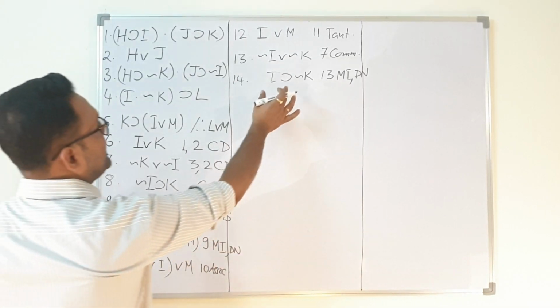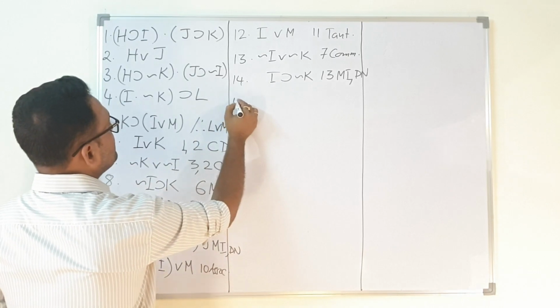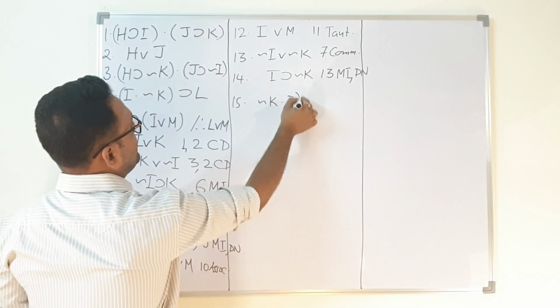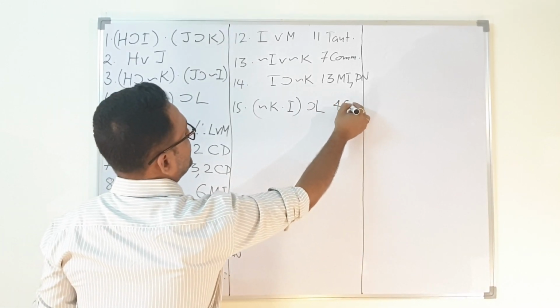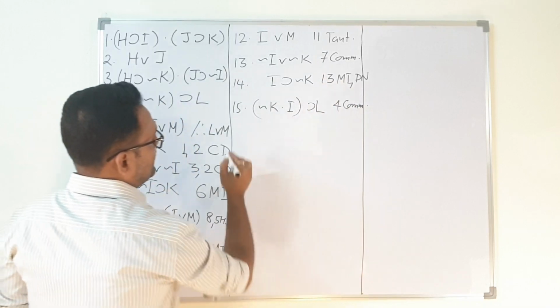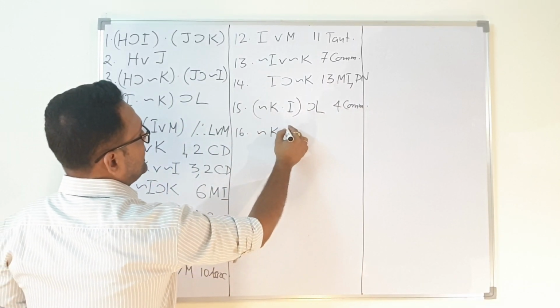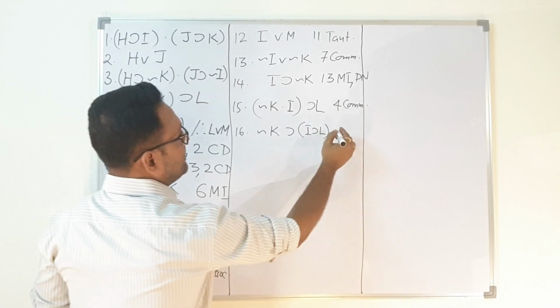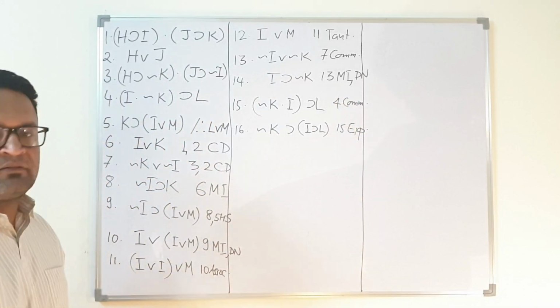Okay, now the whole idea of creating negation of k was because I can create negation k here. So what I will do, negation k dot I implies L. This is on 4th commutation. And then on 16th, I can do like this. Negation k implies I implies L. So this will be on 15th exportation. So this is the thing which I have created.